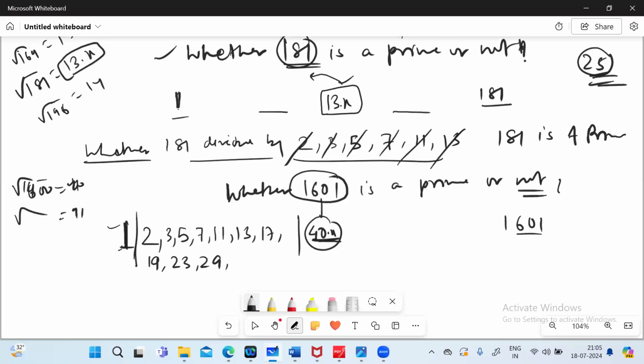But you don't have to reach till 100. You have to just check till 40. 31, 37. You have to check whether.